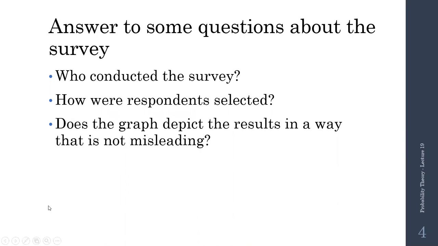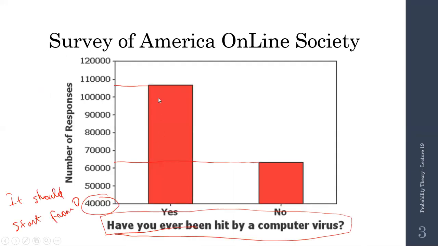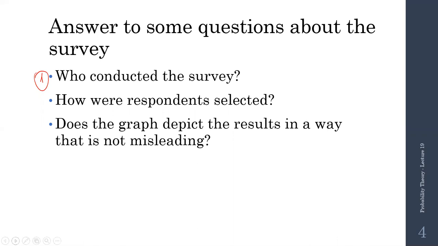When we see this kind of survey, graph, or chart, we need to ask some questions about it. The first question: who conducted the survey? If we go back to our survey, it says Survey of American Online Society, which is a website. They conducted the survey. The second question: how were respondents selected? How did they answer the questions?